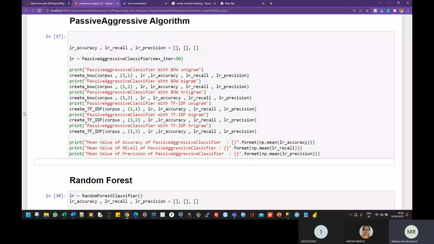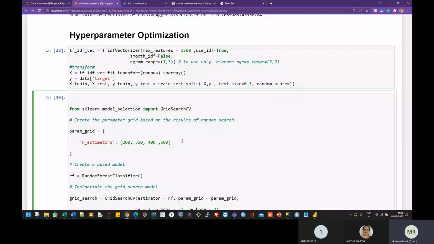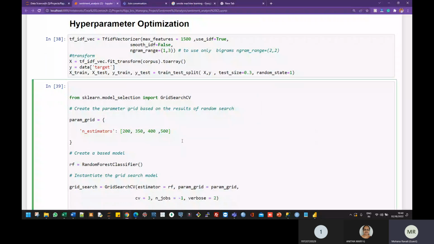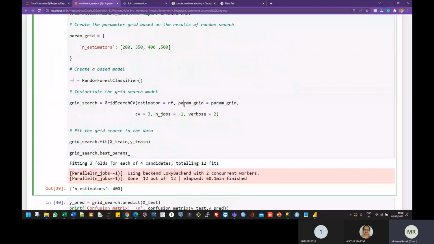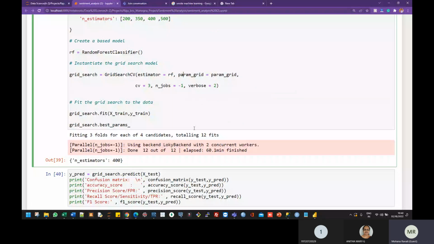See, I have changed the estimators. N estimators, what are they? Number of trees. N estimators is the number of trees. Now I have changed that. See here, the estimator is RF, random forest. I have given n jobs, the cross validation score, and all that. Now when I tuned the hyperparameters, ultimately 400 estimators gave a better result.